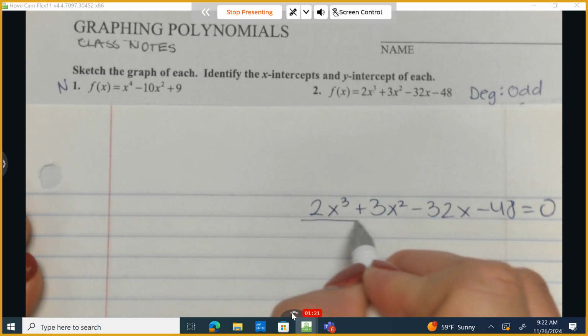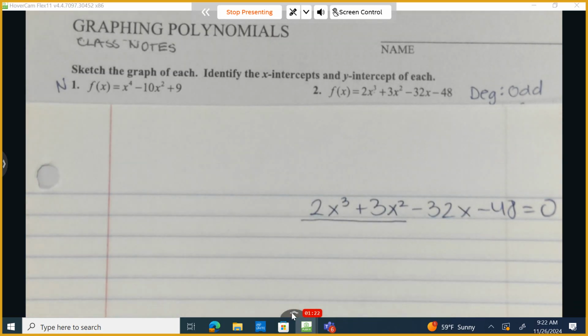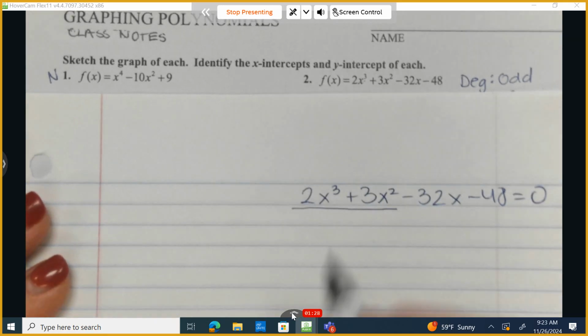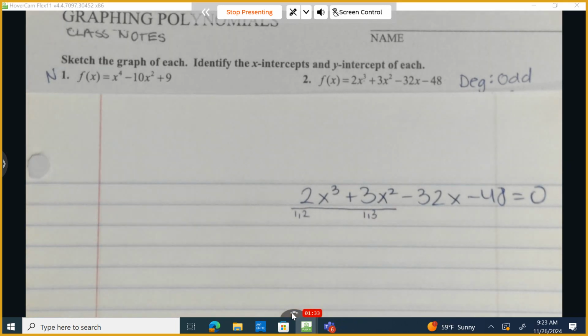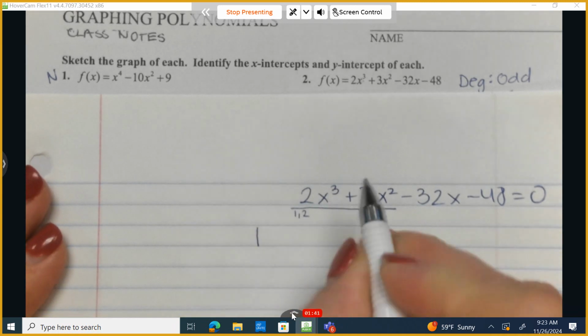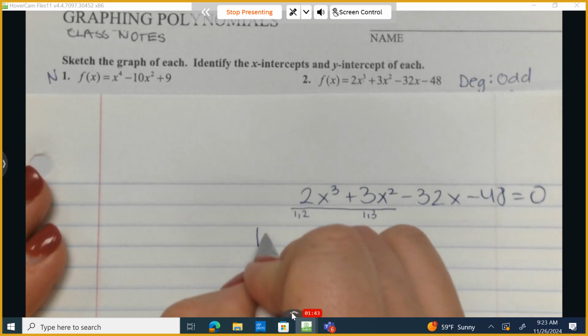Underline the first 2 terms. And this is where I think the major confusion is: what do I factor out? So I want to slow this down. What numbers are factors of 2, 1 and 2? What numbers are factors of 3, 1 and 3? The only number that's a factor of both 2 and 3 is 1. So I'm going to factor out a 1, and the most x's I can take out would be x squared.